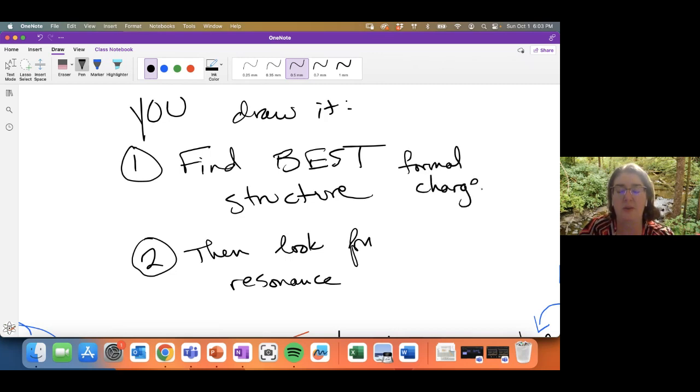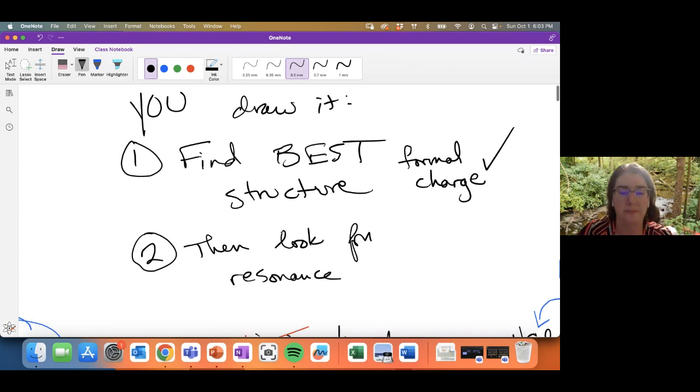So you find the best structure with formal charge being as happy as it can be, then you look for resonance. Resonance is a more expanded concept, which I'll try to talk about in a follow-up video. But if we ask you about it on an exam, you find the best Lewis structure first with formal charge, then look for resonance.